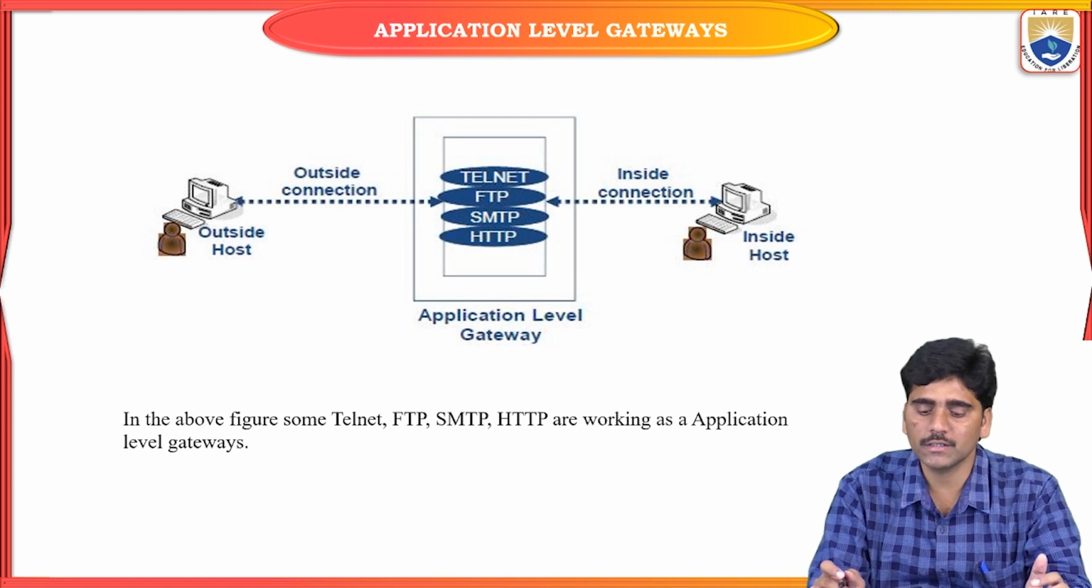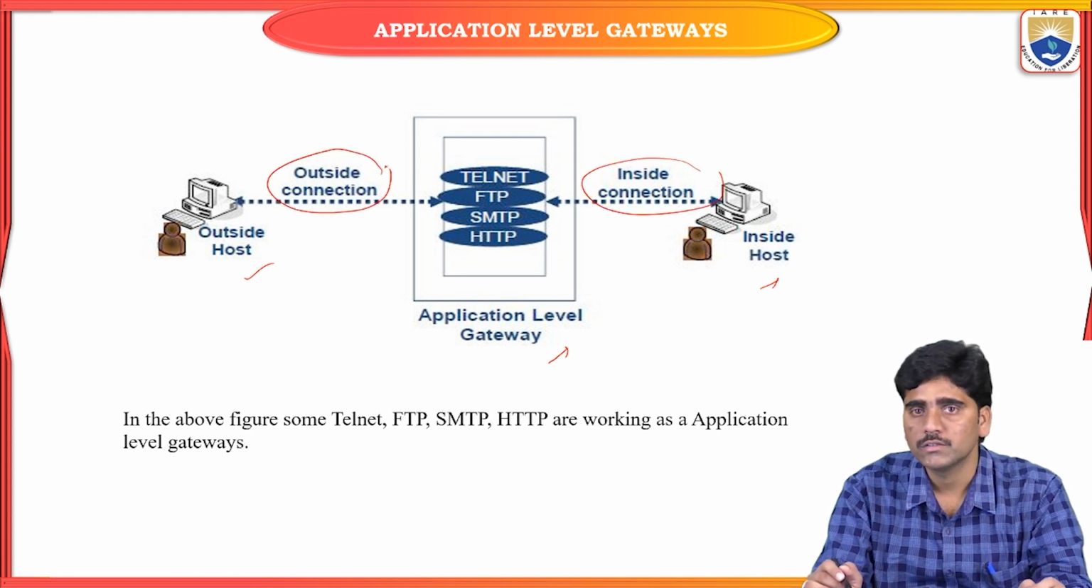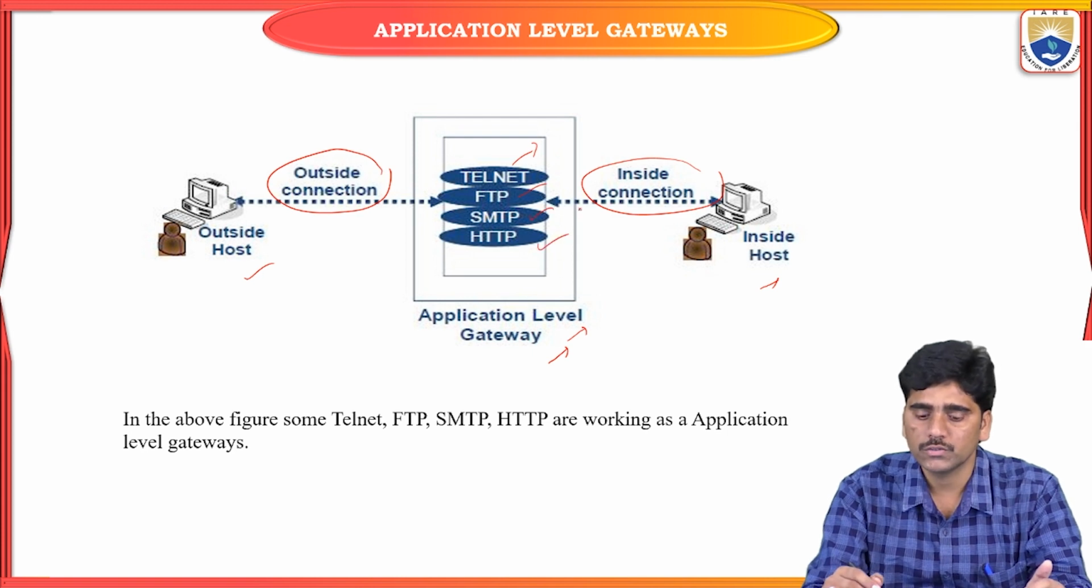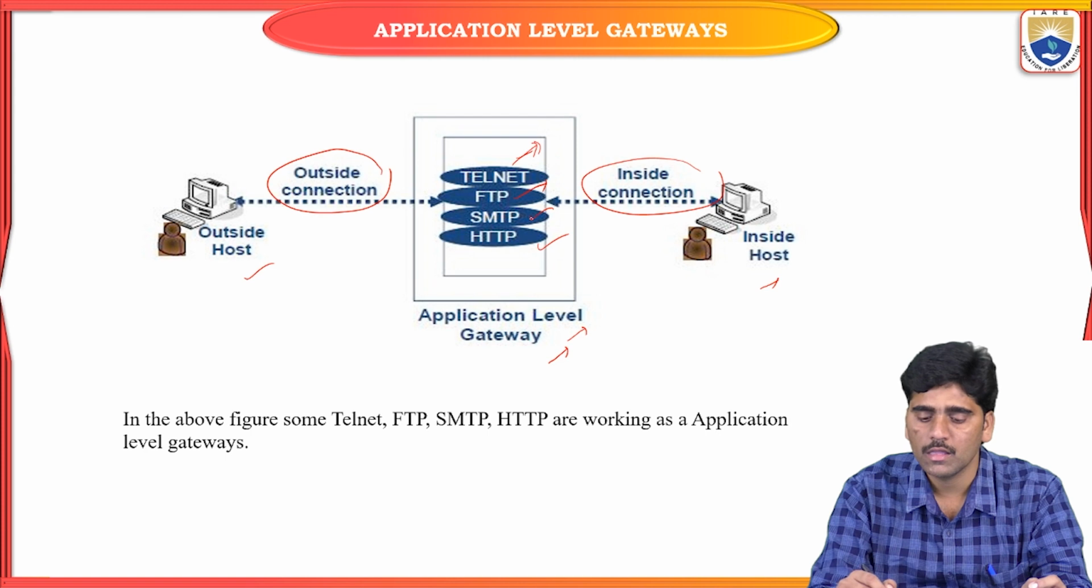So here we can understand that application level gateways act as a middle between both the outside host and the inside host. The inside host maintains the inside connection and the outside host maintains the outside connection. Here the application level gateways treat traffic such as telnet, FTP, SMTP or HTTP. Telnet is one type of application level gateway protocol. FTP, file transfer protocol, is a type of application level gateway protocol. Simple mail transfer protocol is also a type of application protocol, and HTTP is also one type of application level gateway protocol.